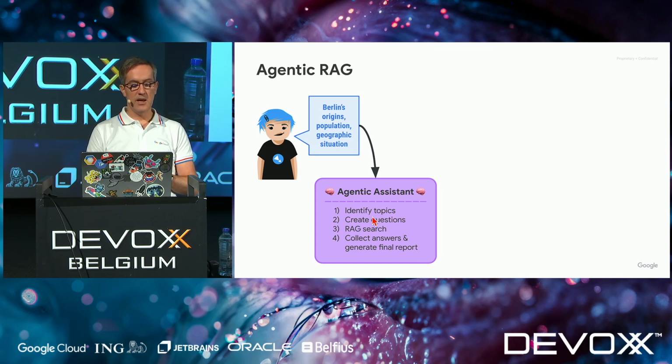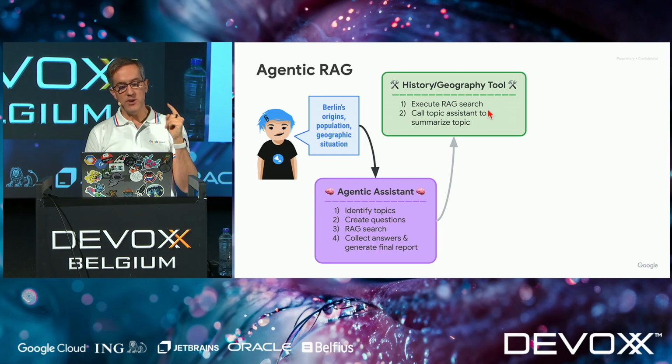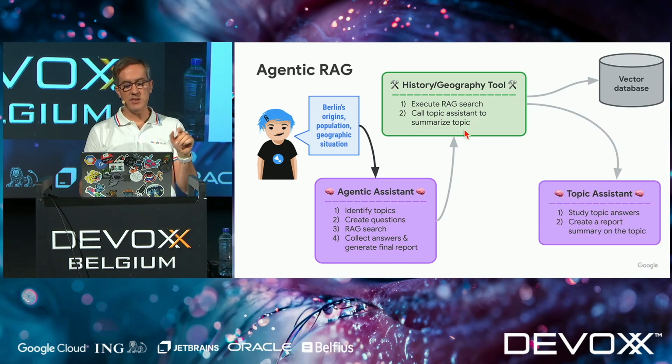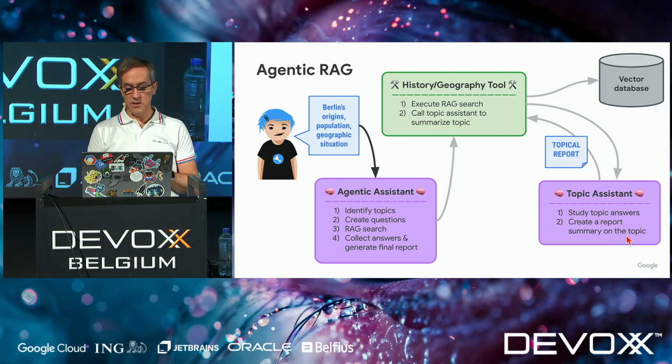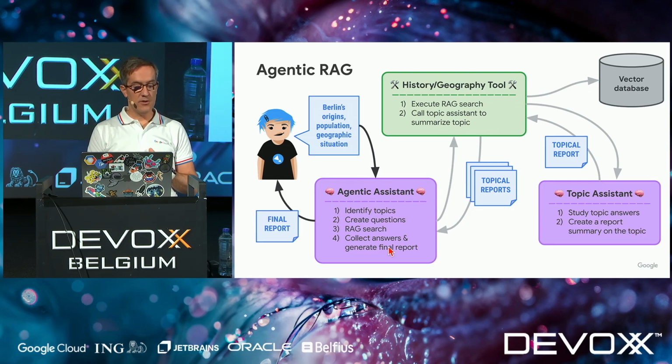But this agentic assistant has access to a tool, a history, geography tool. It's going to execute a RAG search for one topic, call the topic assistant, then another one, do the RAG search to the vector database. And this tool can call an LLM, the same LLM, but with a different ask, which is, study this topic and those answers that were found in the vector database, create a summary for this topic. This assistant returns a topical report just for this topic. Then the tool will return all the topic reports, and then the assistant is going to generate the final answer.